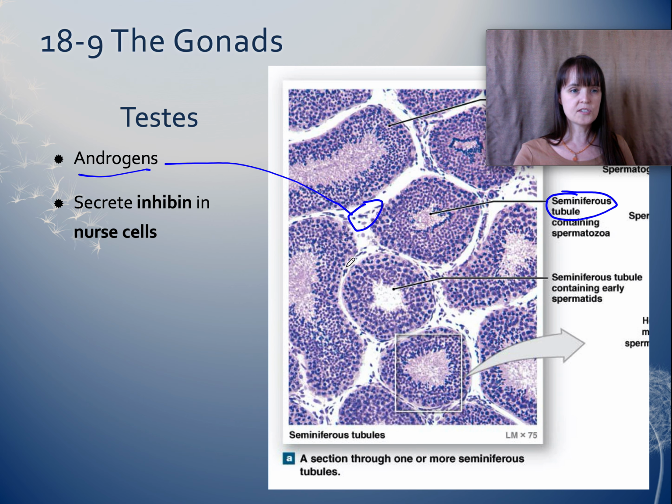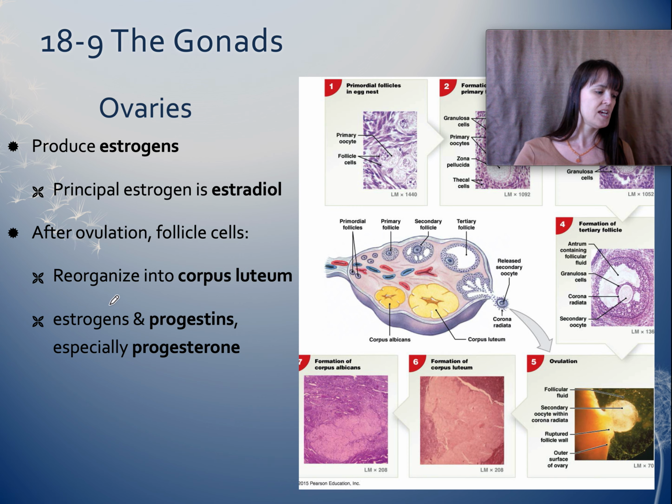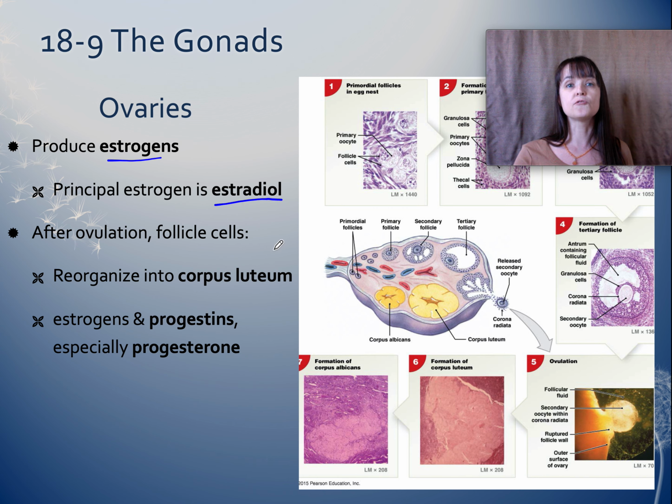The nurse cells, which are in these seminiferous tubules, nursing the little baby sperm, they take care of them, they feed them, they help them grow. They make inhibin, and they grow the sperm, they differentiate and physically mature the sperm. So, need those if you want functional sperm. In people with ovaries, the ovaries make estrogens. The main estrogen is estradiol.